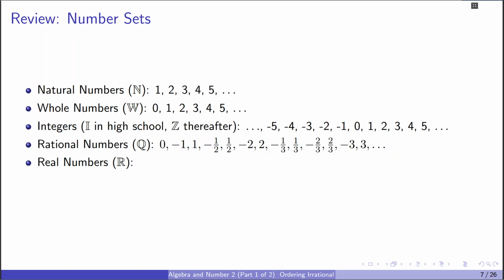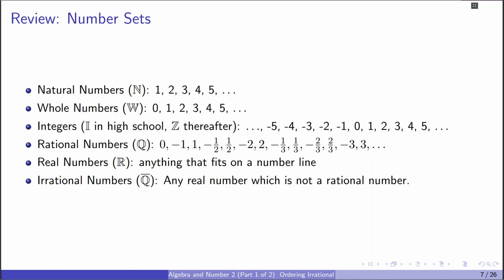Next, I'm going to define the real numbers. So these are any numbers you could put on the number line. So that's all of the rational numbers plus all the gaps in between the rational numbers for things like pi and the square root of 2 that can't be written as fractions. The irrational numbers are the numbers that we need to fill in those gaps. So this is any real number that's not rational. So this is the set that includes pi and the square root of 2 and so on and so forth.